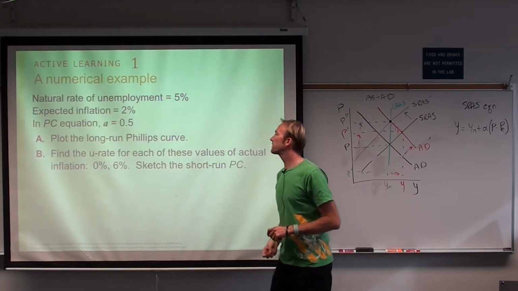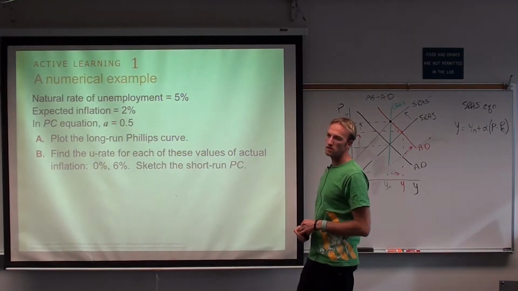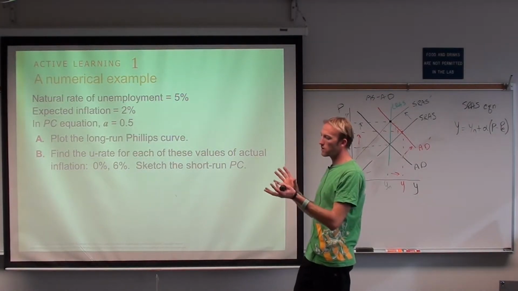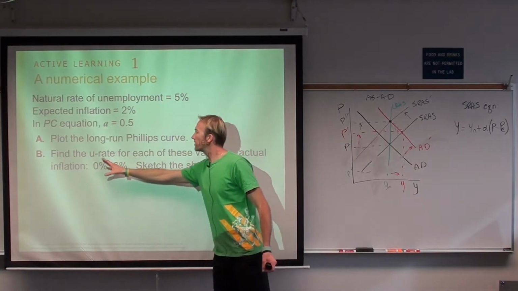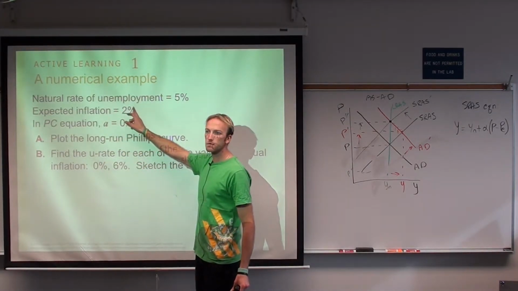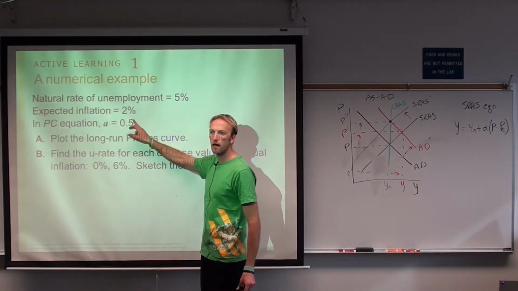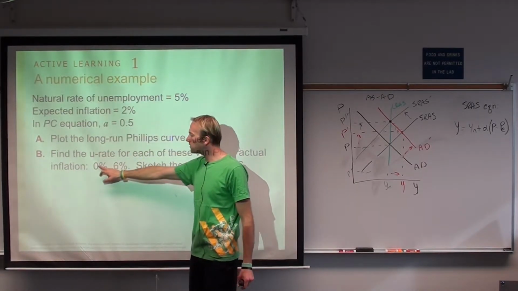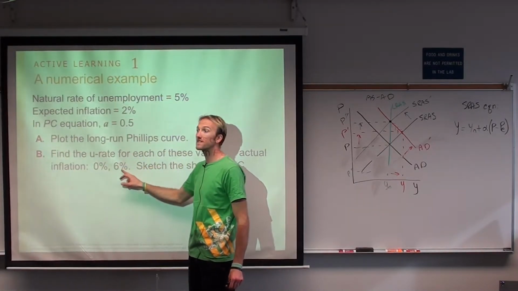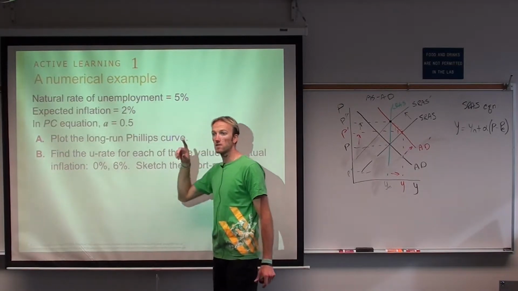Find the unemployment rate for each value of actual inflation. So you're going to take the Phillips curve equation and plug in 2% for expected inflation, plug in 0.5 for alpha, and then plug in 0 for actual inflation. And you also plug in 6 for actual inflation. And then you're going to graph it for me.